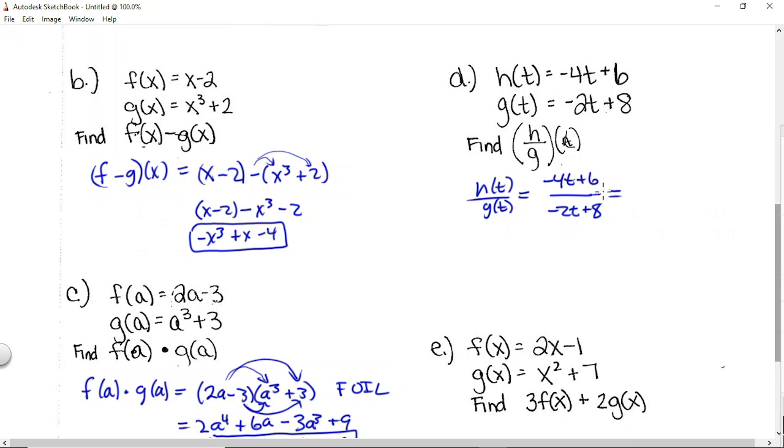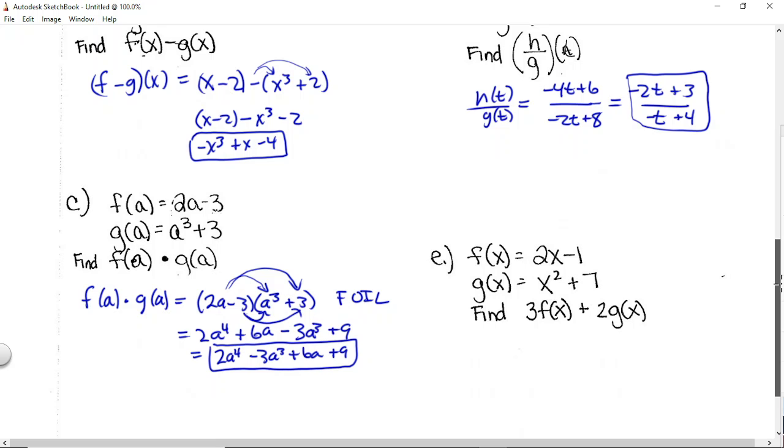If there's a number that divides into all four, we go ahead and reduce it. And 2 does go into all of those. So negative 4t divided by 2 is negative 2t. 6 divided by 2 is 3. Negative 2t divided by 2 is just negative t. And then 8 divided by 2 is 4. So if you can divide the same thing into all four, you go ahead and reduce it. And there is that new function, h of t over g of t.